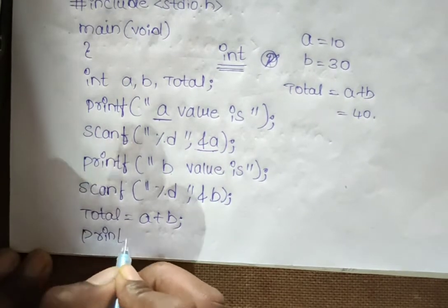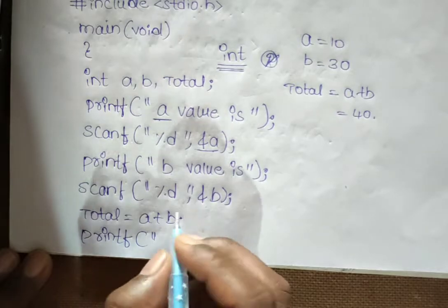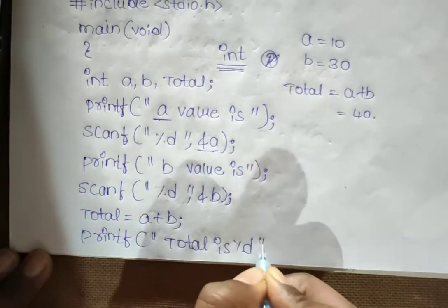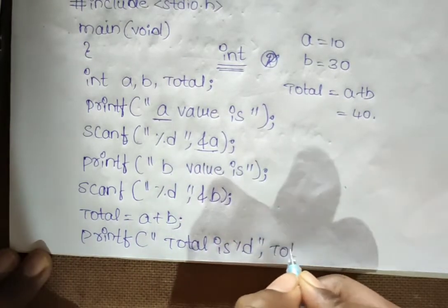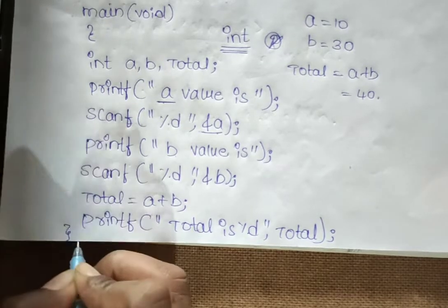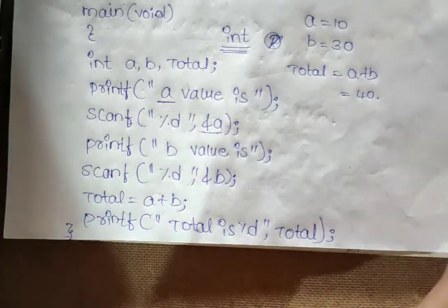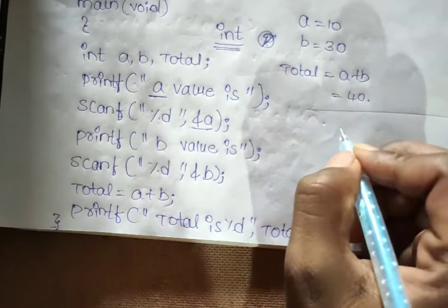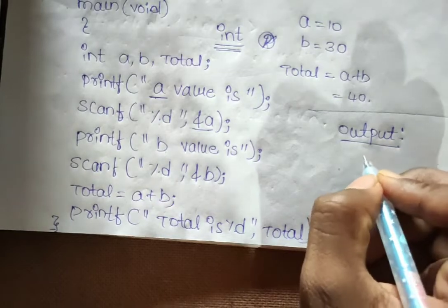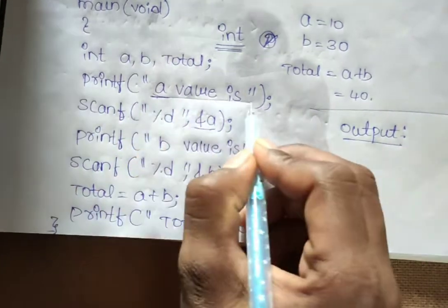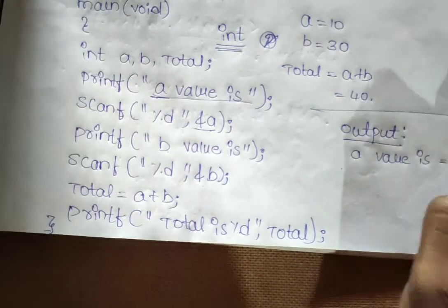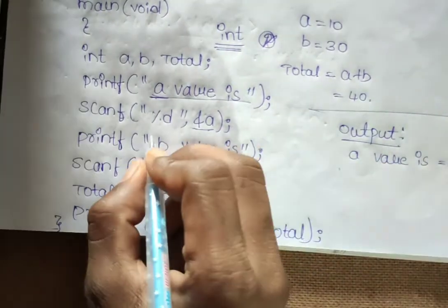Printf total is %d, here total, and next end of the program. And we'll see the output here. Output: here printf a value is, I'll write 10, and scanf.